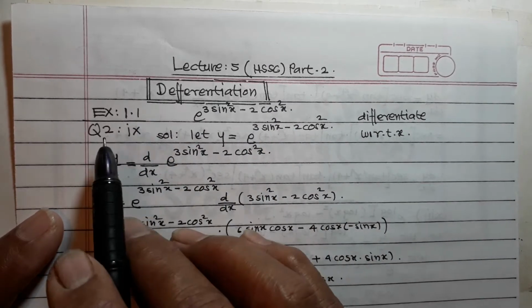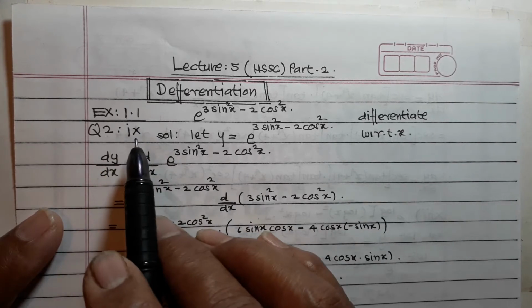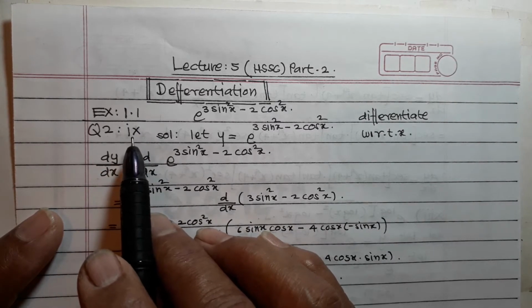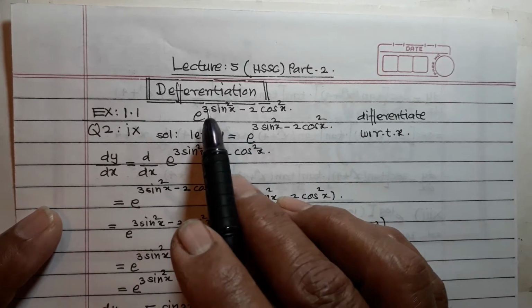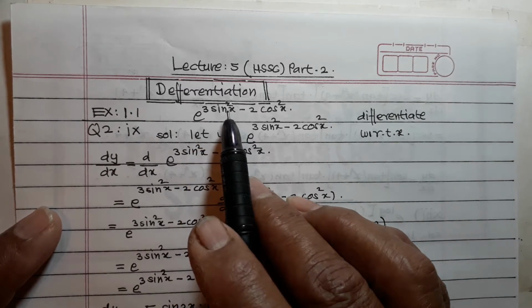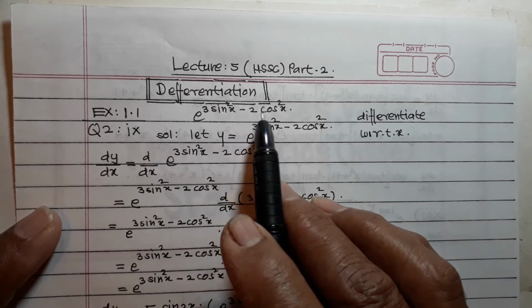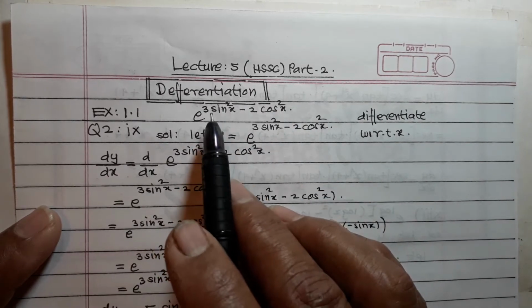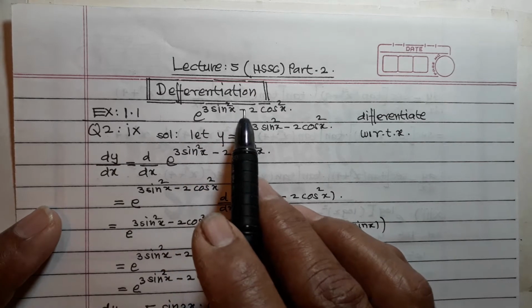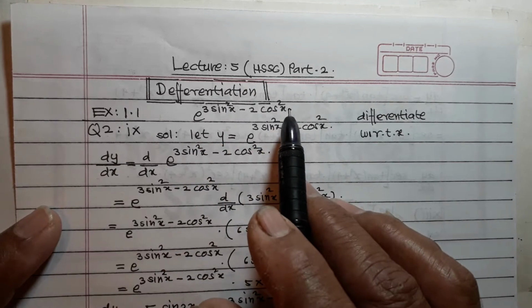Exercise 1.1, question number 2, example number 9. e raised to 3 sin² x minus 2 cos² x. So e raised to 3 sin² x minus 2 cos² x.